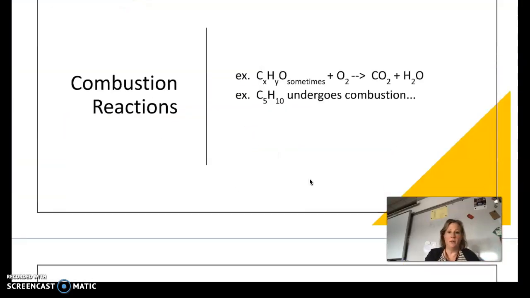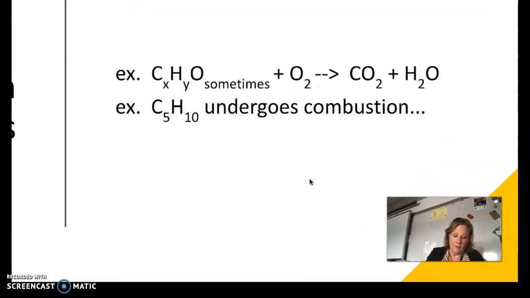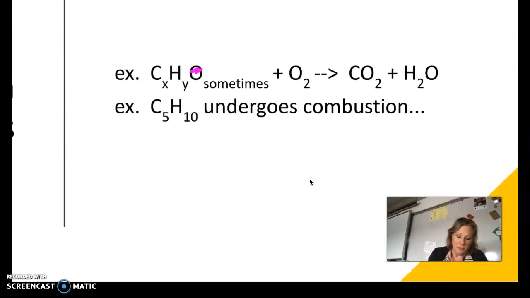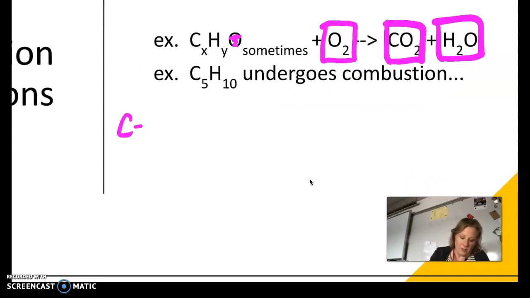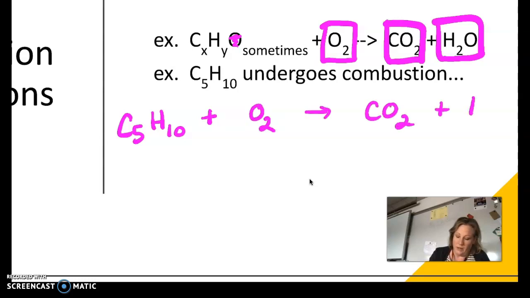Last type of reaction, combustion reactions. Remember, you're going to have a hydrocarbon. Sometimes there's oxygen, not always, and then it will react with, remember, these are constant, you'll always have oxygen, and then on the product side, you're going to have carbon dioxide and water. So when you do a combustion reaction, they're easier because you don't have to worry about balancing charge. So you're just automatically going to put the CO2 and water on the product side.